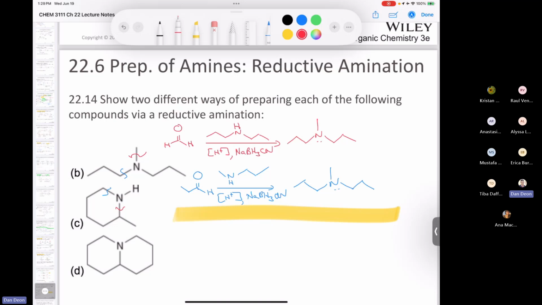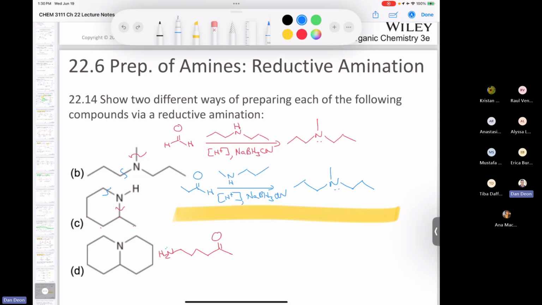Let's say you did the red disconnection. If you did the red disconnection, you would end up with, what would it look like? It would look like this. You'd have the carbonyl like this, and then you have 1, 2, 3, 4, 5, 6. And then you'd have the nitrogen over here, right? So what's going to happen is, right, it's going to attack at this position.